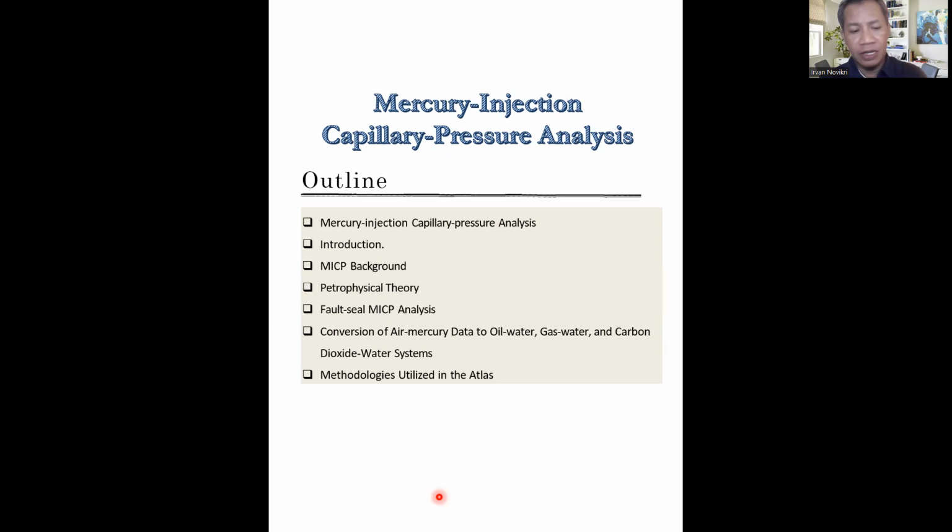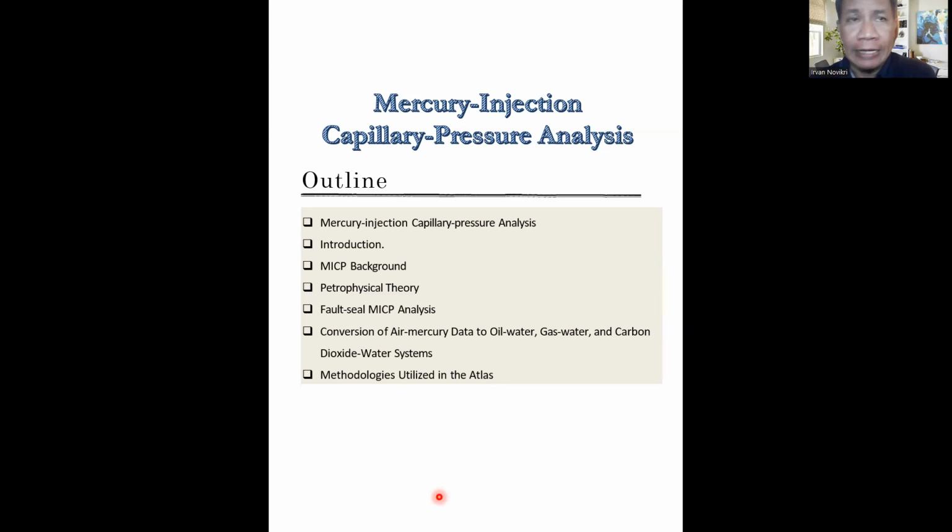If I quote one of the acknowledgements from the authors, the good thing from this publication is that they mentioned this atlas can be used as a component of integrated methodologies to evaluate seal potential for prospect risking and also for reservoir management. I think that's a simple introduction about the book that I use as a reference in this lesson.